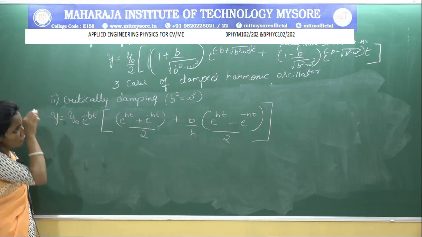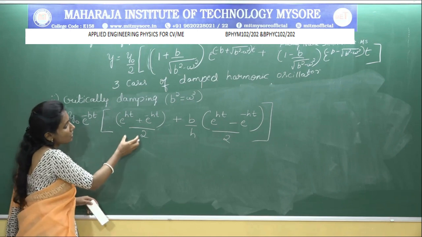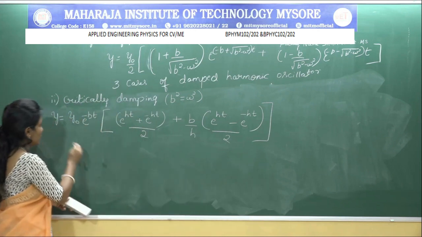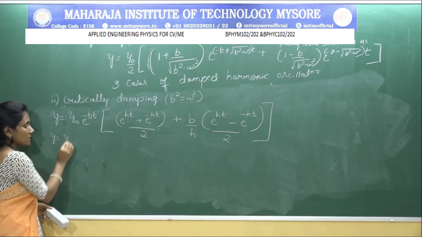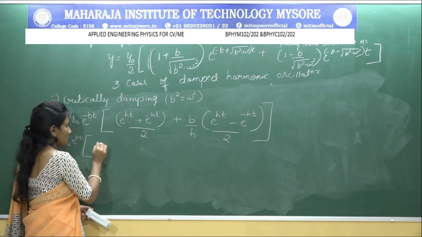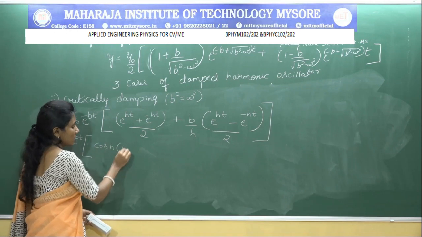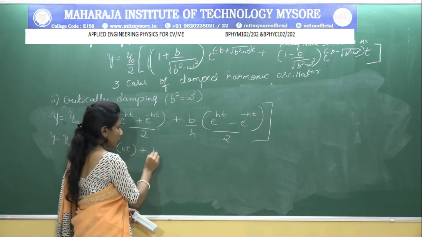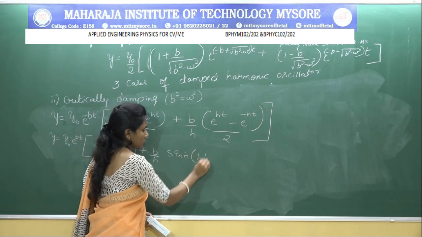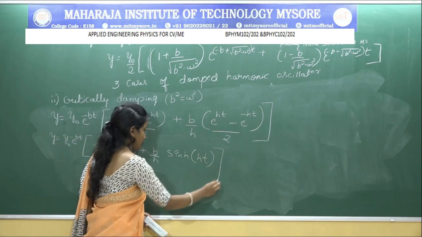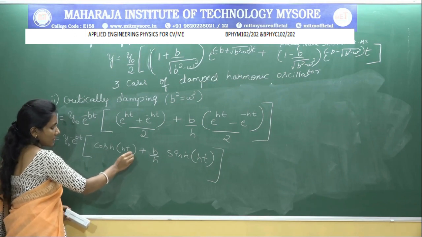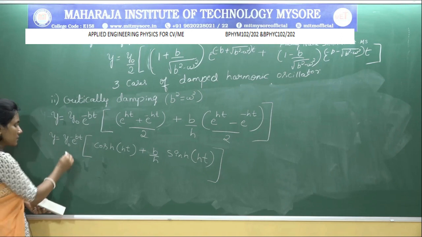Then we get the formula, this is in terms of cos hyperbolic and this is in terms of sine hyperbolic. So the above equation becomes y is equal to y naught e to the power of minus bt, cos hyperbolic of ht plus b by h sine hyperbolic of ht. So this is the equation we are getting from this.